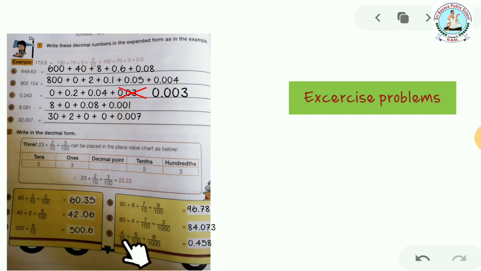Next, this 4 divided by 10 shows that 4 is present in tens place, this 5 divided by 100 shows that 5 is present in hundreds place, and this 8 divided by thousands shows that 8 is present in thousands place. So this is how we write the decimal numbers in expanded form, as well as we write the expanded form as decimal numbers.